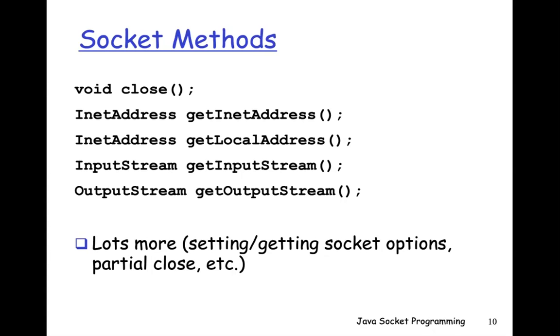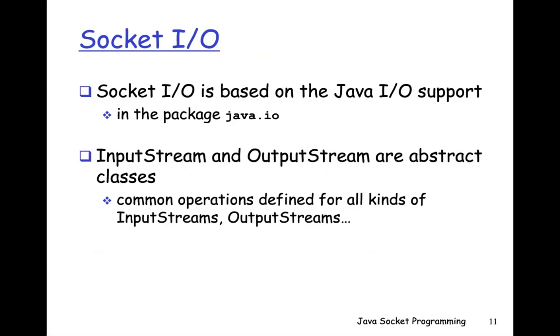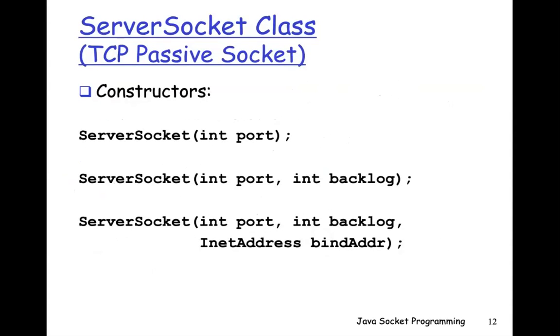You can get the internet address, get the input stream, get the output stream for reading and writing. This is similar to java.io, so I will not explain too much. I just list them here so it's not too much. But for the server socket, the easiest one, you just provide the port.